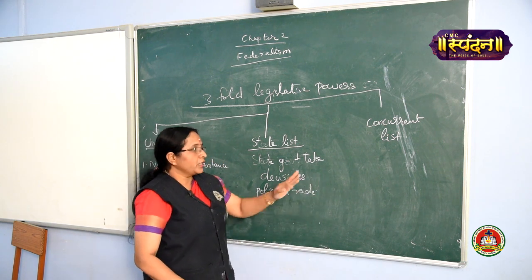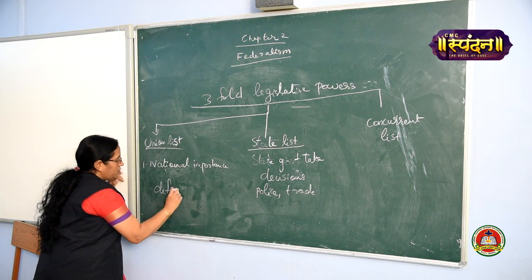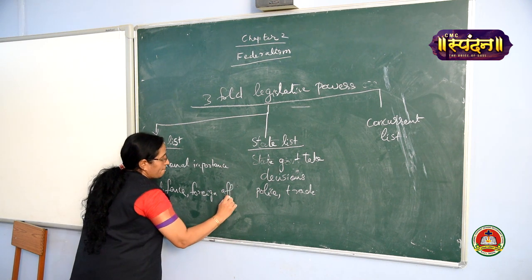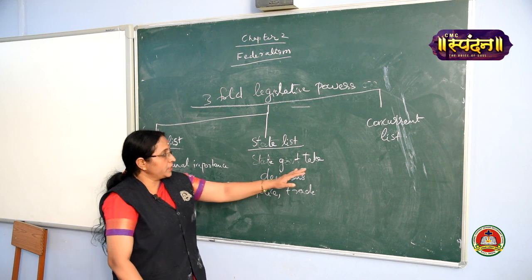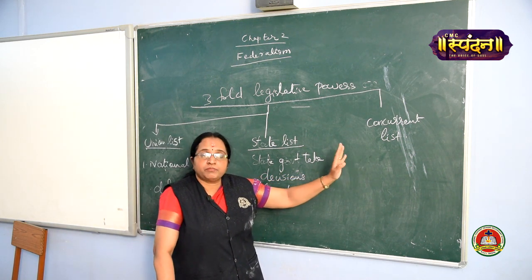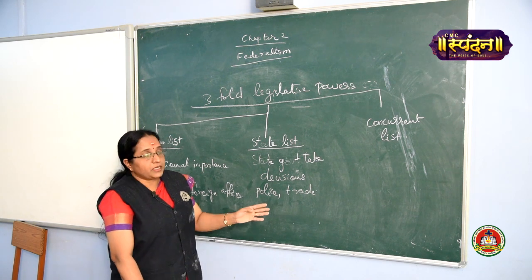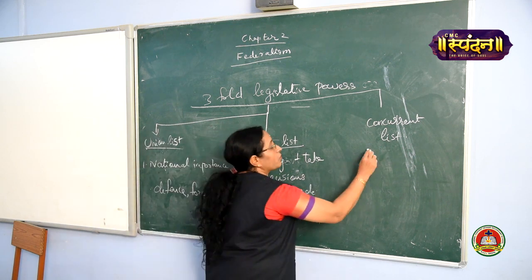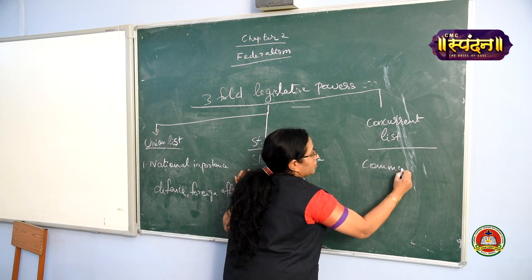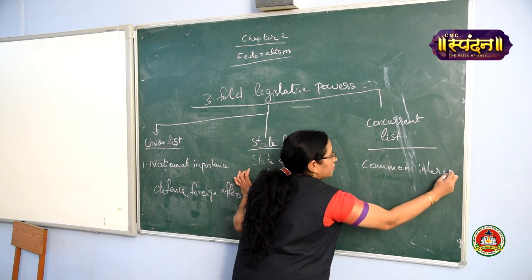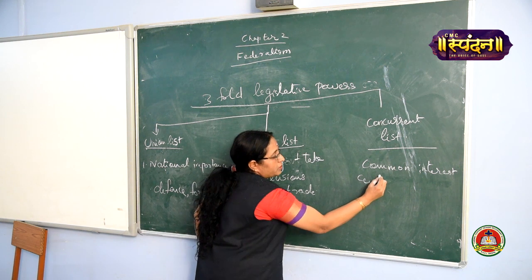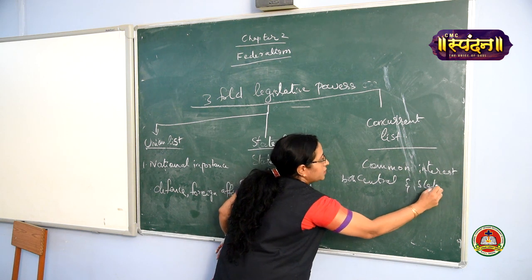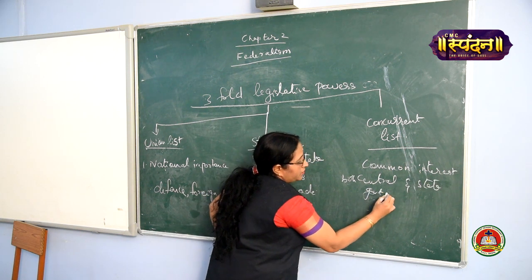Now see, then the concurrent list. What do you see here? Subjects of common interest, that means both the central government and state government. Okay, subjects of common interest. Both central and state governments can take the decision.